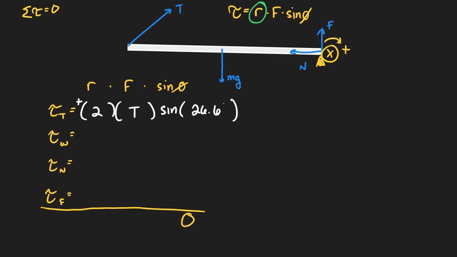Let's go to the weight. Weight's not so bad. Write it all out there. First, the weight acts 1 meter away from the pivot. The weight is 600 newtons. Right, 60 kilograms, 600 newtons. And it is the sine of 90 degrees.